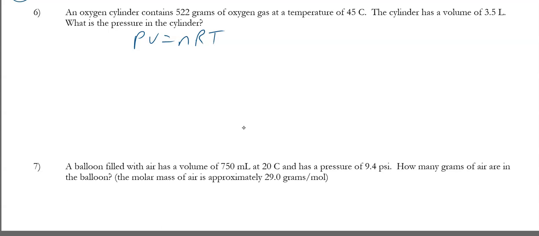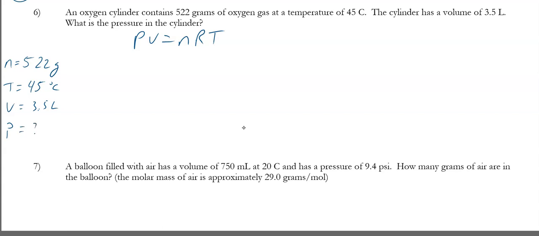So let's write down what we have here. We know we have 522 grams, and we'll go ahead and get the moles for that. So we'll do that in just a second here. We have a temperature of 45 degrees Celsius, and we're going to convert that to Kelvin in a second. The volume, we don't have to do anything with that, 3.5 liters, and we're looking for pressure.